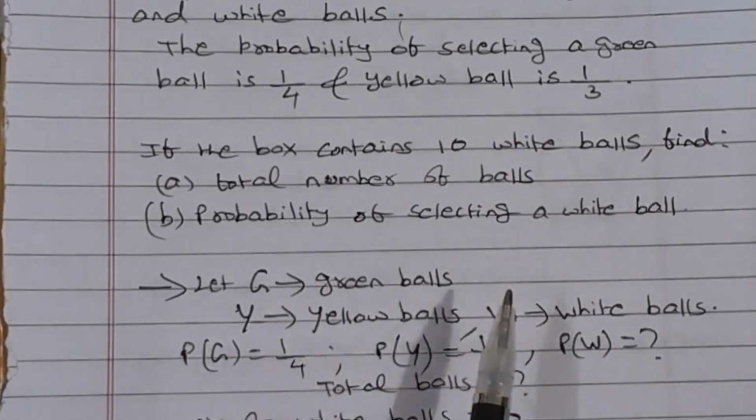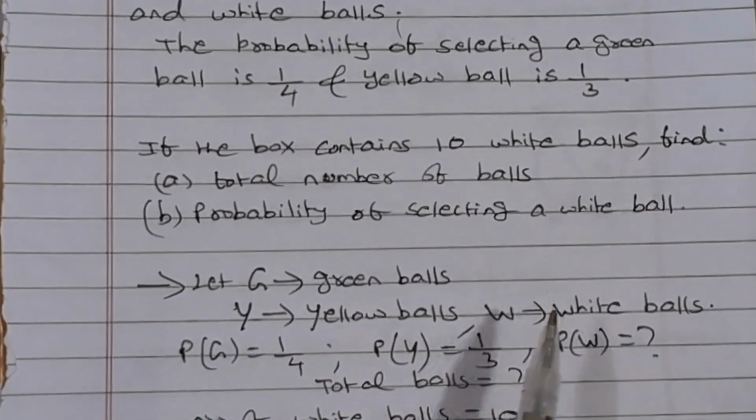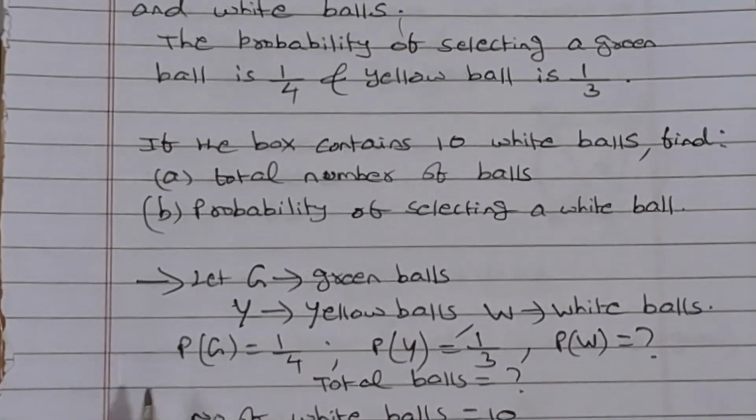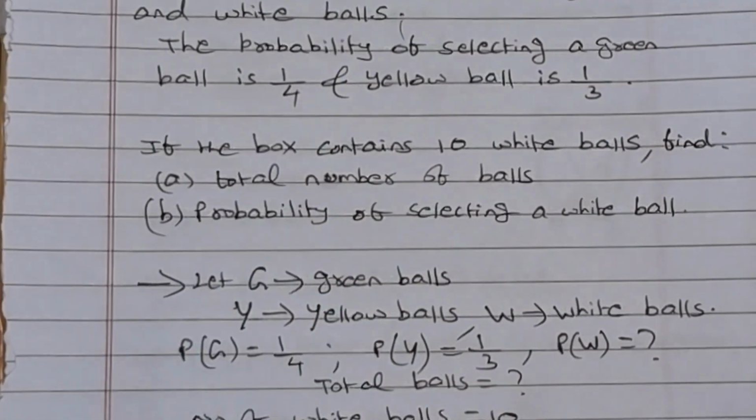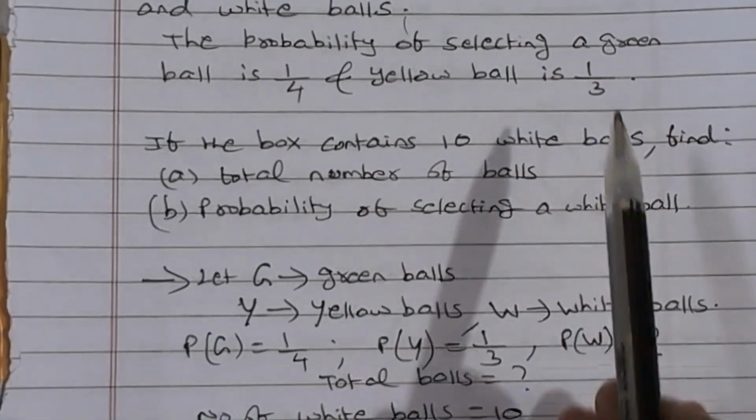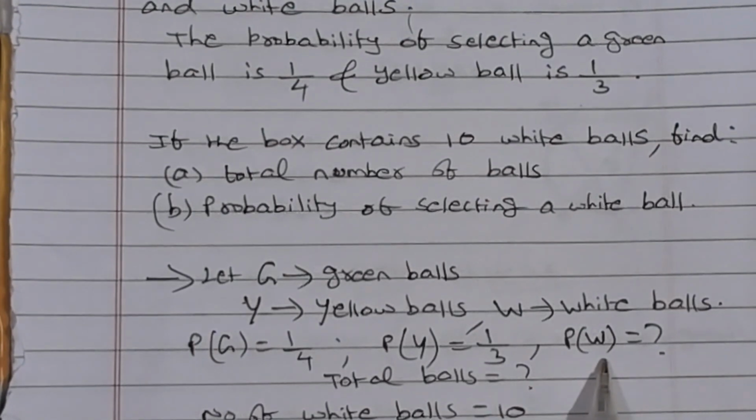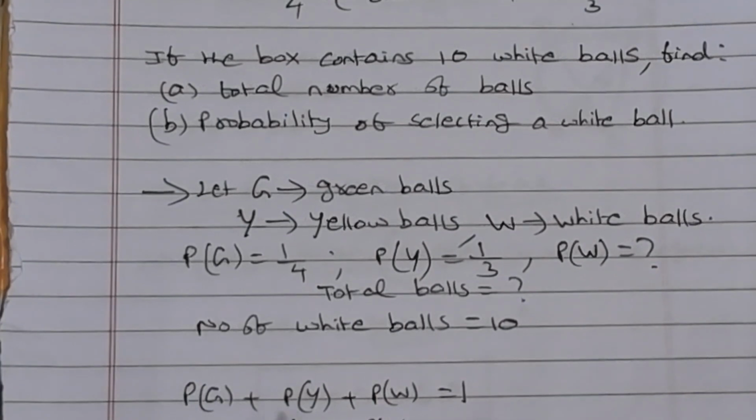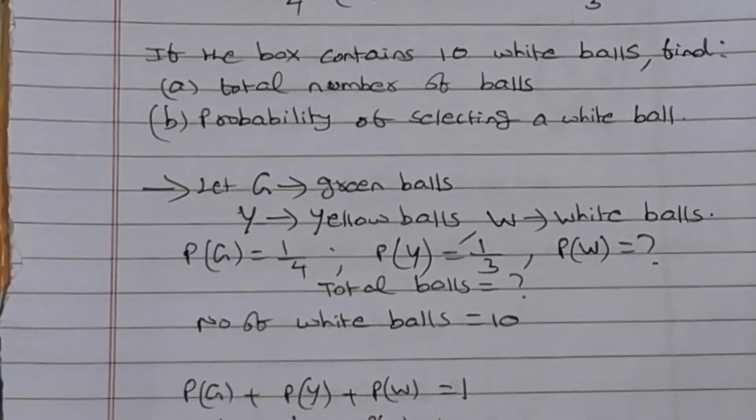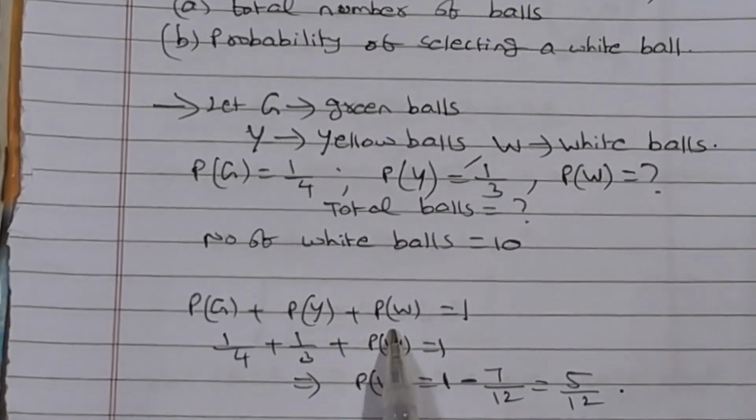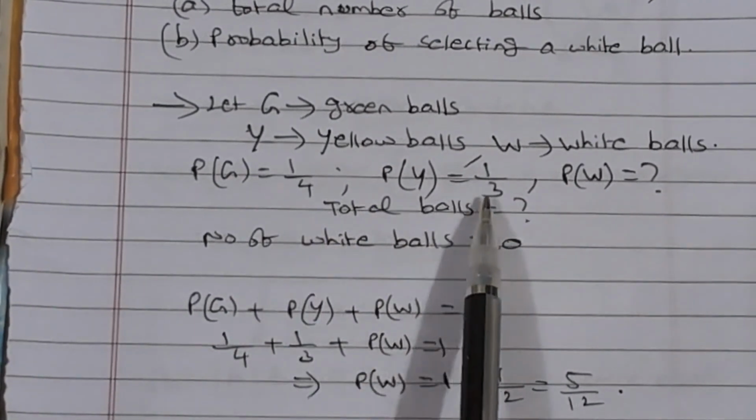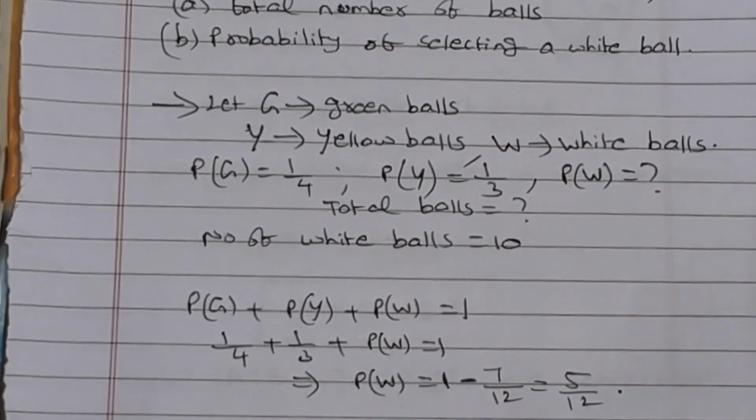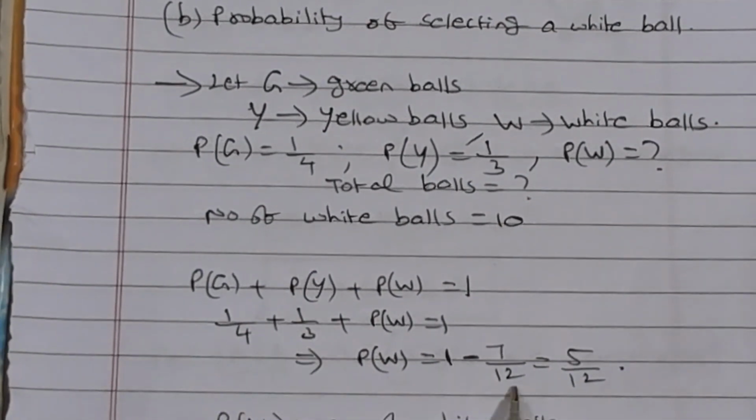Okay, so let G denote the green balls, Y denote the number of yellow balls, W denote the number of white balls. Probability of selecting a green ball, it's already given 1 by 4. Probability of selecting a yellow ball, it is given 1 by 3. We have to find probability of selecting a white ball and total balls we have to find. Number of white balls 10. Okay. Now we know that sum of probability of all the given events is 1. So Pg plus Py plus Pw is 1. Pg हो गया 1 by 4 plus 1 by 3 plus Pw is 1. So यहाँ से Pw मिल जाएगा, 1 minus this is 7 by 12. So 5 by 12. So probability of selecting a white ball मिल गया.